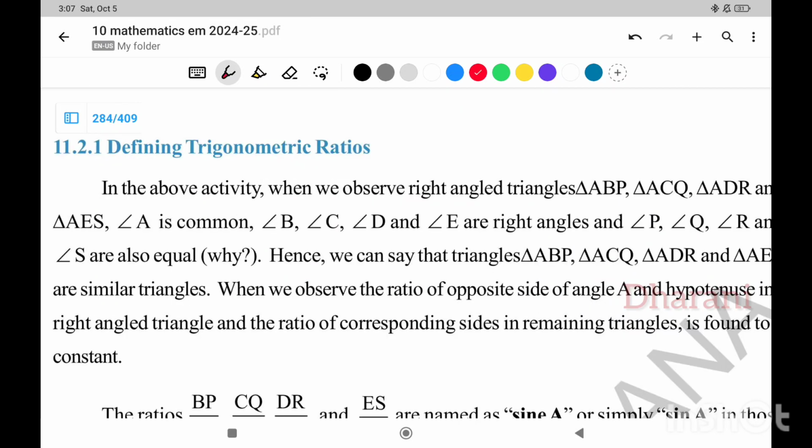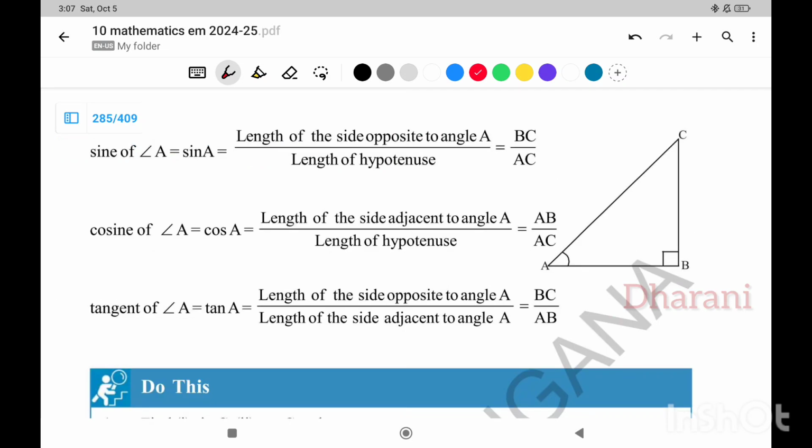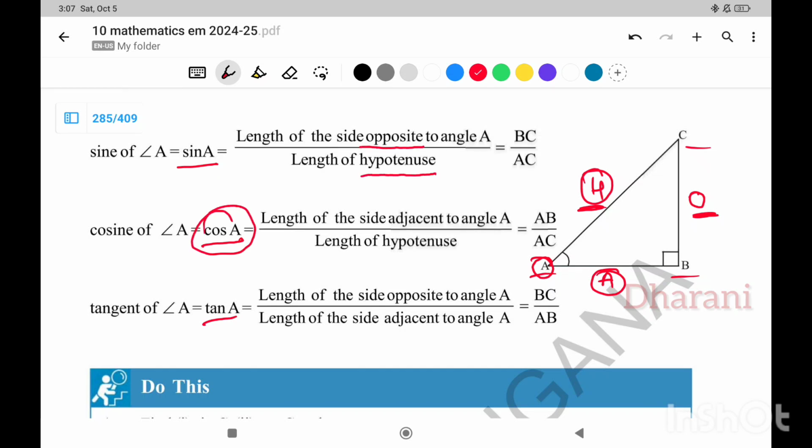Now the topic is trigonometric ratios. Here triangle ABC, sin A, cos A, tan A. Sin A means this is the opposite side, this is the adjacent side, this is the hypotenuse. Sin A means opposite by hypotenuse. Cos A means adjacent side by hypotenuse. Tan A means opposite by adjacent.